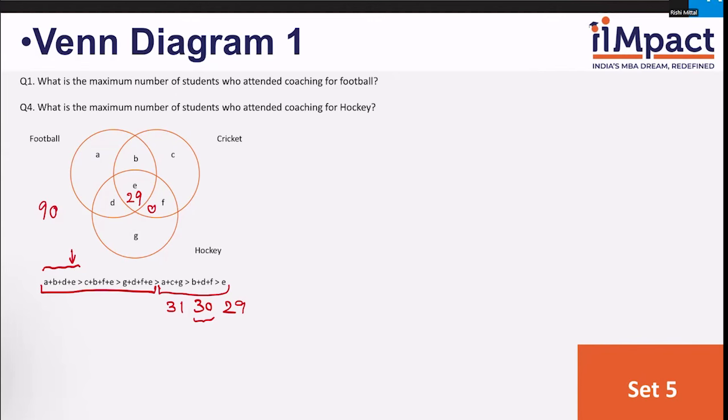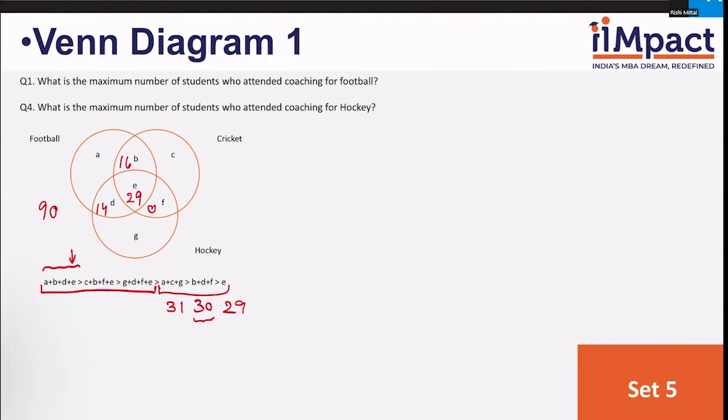Again, I can distribute it any way between B and D. But can I do 15-15? No. Because if I do that, then cricket and hockey total number of players will become equal. So for safety's sake, I will keep this as 16 and this as 14. Right? Now, if I see, my cricket is more than hockey is fulfilled. My football is greater than cricket is fulfilled. My one sport, two sport, three sport is also fulfilled.